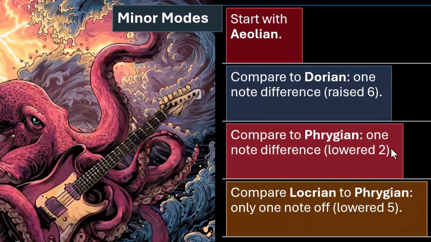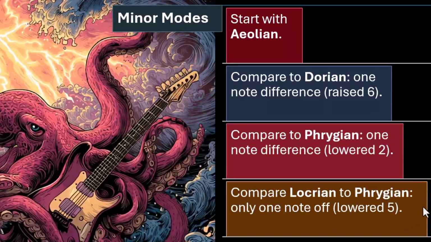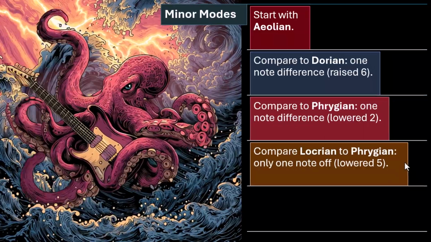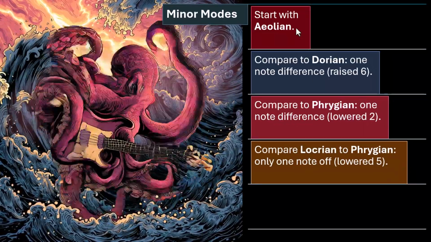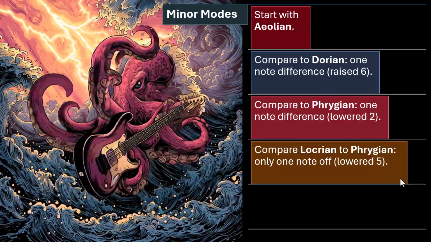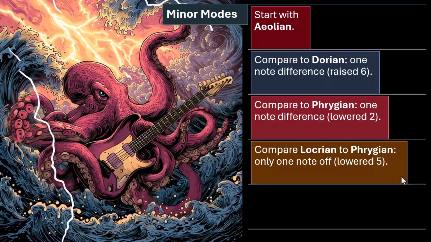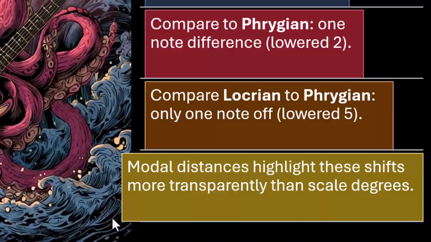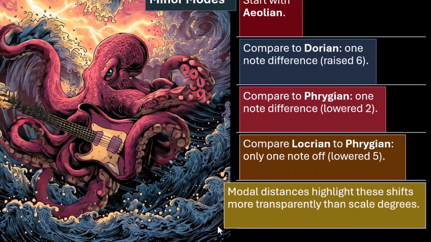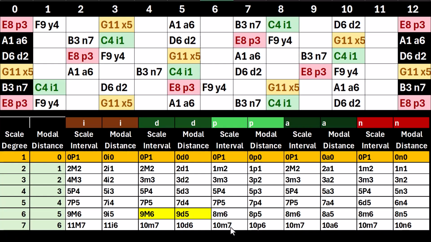Then we can compare the Locrian. The crazy Locrian is kind of like a minor mode because it still has a minor third, but it has 2 interval differences to the Aeolian. It's actually closer to the Phrygian. So you can kind of compare the Locrian to the Phrygian, and then it's got the crazy flat 5. We'll get into that in detail. So modal distances highlight these shifts more transparently than scale degrees.